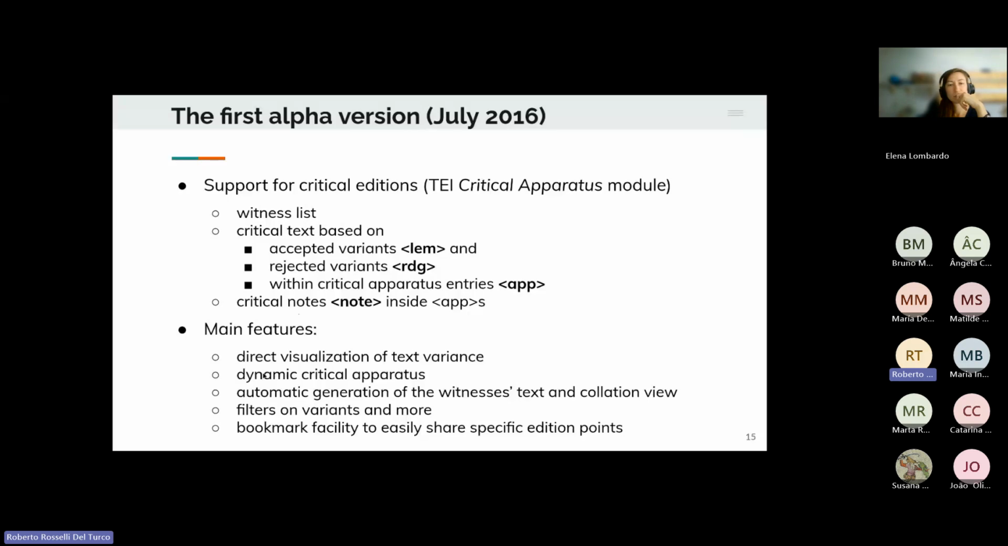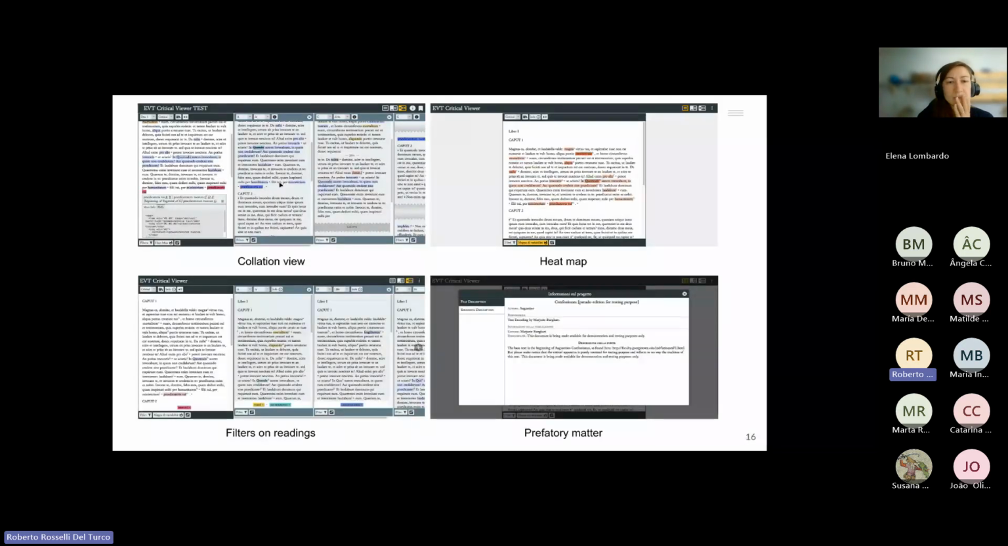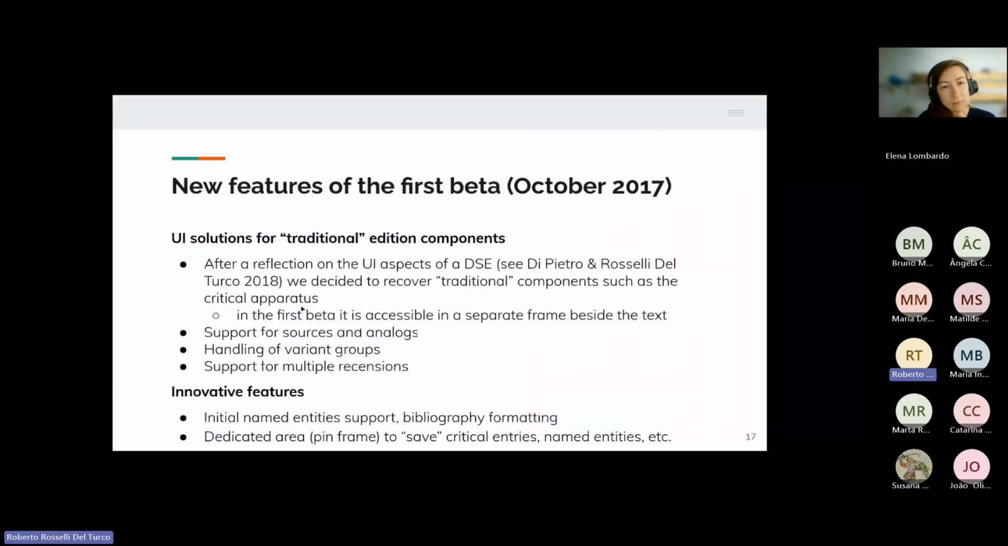We could already generate all the witnesses' text using the same method used to generate the critical text. We already had a dynamic critical apparatus, and we used filters. We introduced support for a number of filters to be applied on variants to make research on the variants easier. So these are just a few screenshots. I will show you the functioning of the critical edition in EVT2 later on, because that's the main purpose of the practical part. So I will skip this.